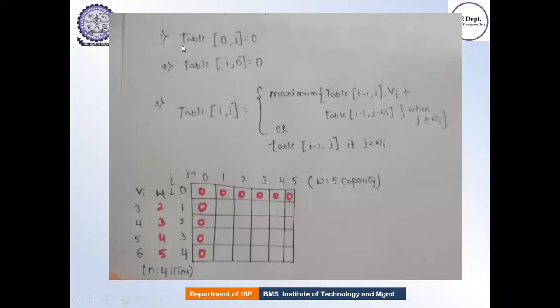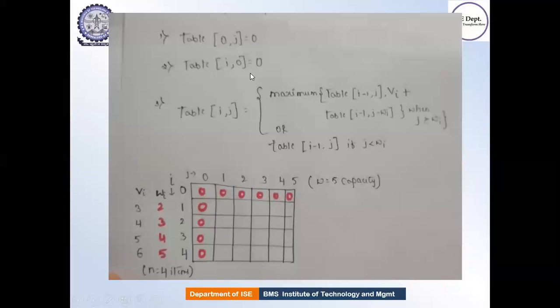According to the formula, as I told, table of 0 comma j, correct? If you see here, i is always 0, which means the entire first row. So 0 comma j can be any value from 0 to n. So 0 comma 0 is also 0, 0 comma 1, 0 comma 2, 0 comma 3. The j value can be 0 to 5, so all these values become 0. Is it clear? According to this formula, the first row will become 0.